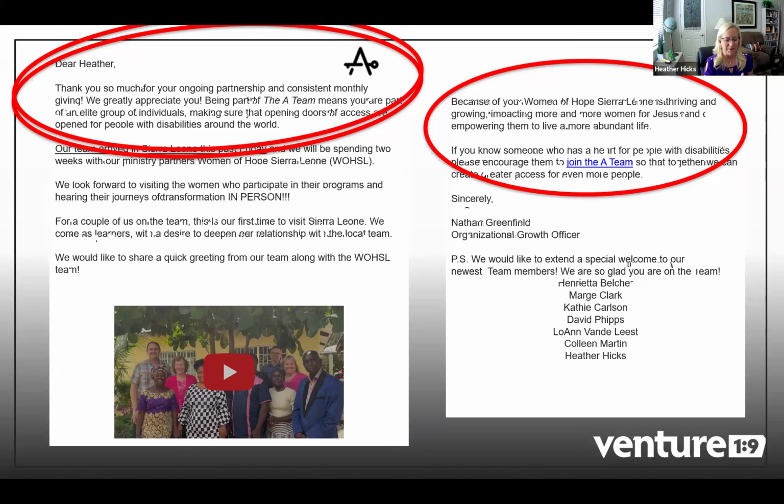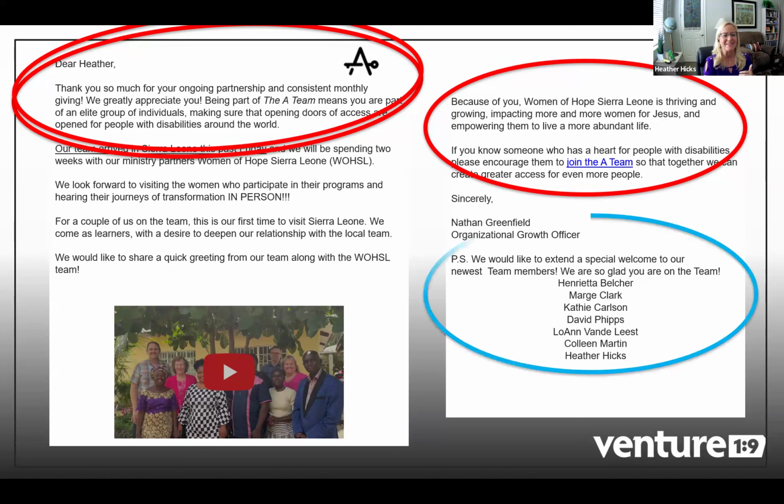And so I can do that. But then it didn't stop there. When I read this, I was shocked. I'm like, "P.S. we'd like to extend a special welcome to our newest team members. We're so glad that you're on the team." I was reading through this list and look at that at the bottom of the thing. That's my name. I'm like, I got a letter that isn't just to a big group, but they're identifying individuals and people.